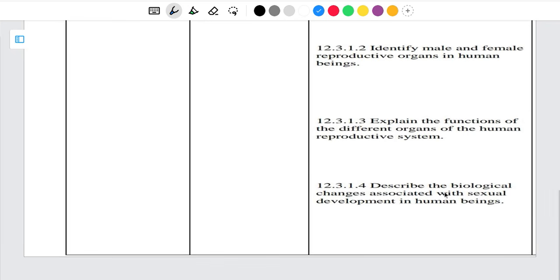Then this one here, which is the last one, you have to describe the biological changes associated with sexual development in human beings, like for females, as well as causes of infertility in humans, like use of contraceptive pills, hormonal imbalance, or substance abuse, like use of marijuana and other things. So we are remaining with a few days.